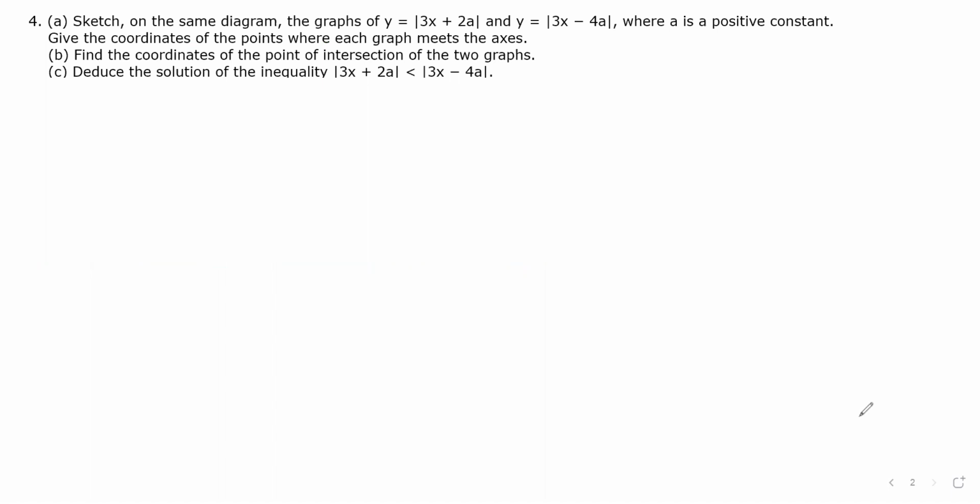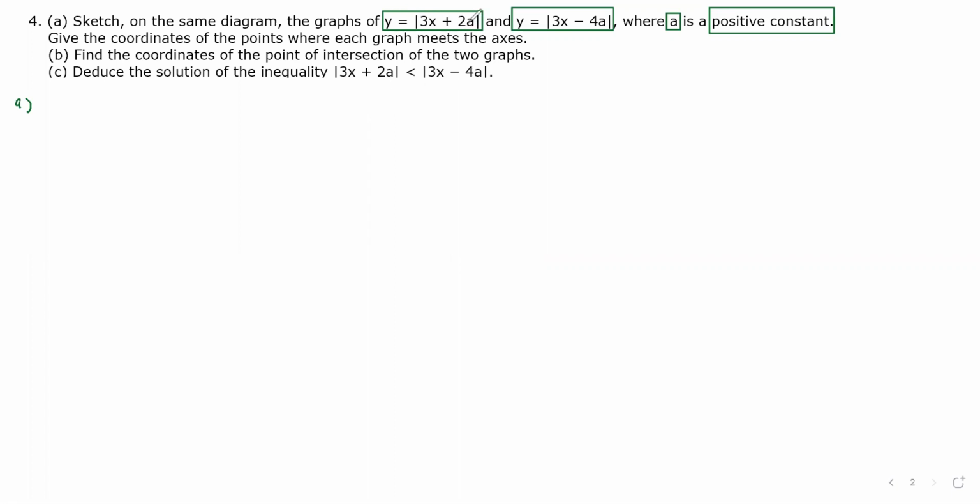Question 4. You have the graphs of two modulus functions. y is the modulus of 3x plus 2a, and the second graph is the modulus of 3x minus 2a. Now, a here is a positive constant, so it's just a positive number. And we need to sketch this graph on the same diagram, and also to give the coordinates of the points where each graph meets the x-axis.